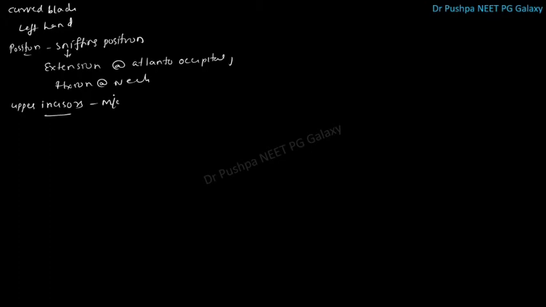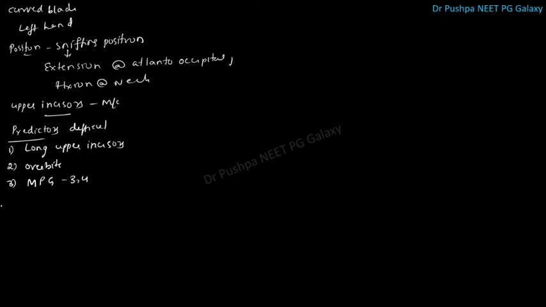So what are the predictors of difficult laryngoscopy? First one is long upper incisors. Second one is prominent overbite. Third one is Mallampati grade score 3 or 4, that is only soft palate or hard palate is seen. Inability to protrude mandible forward.